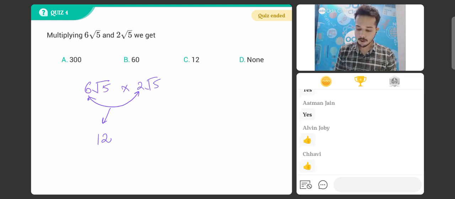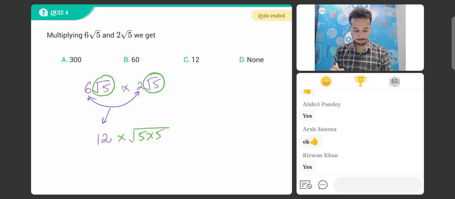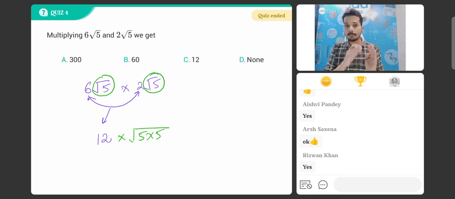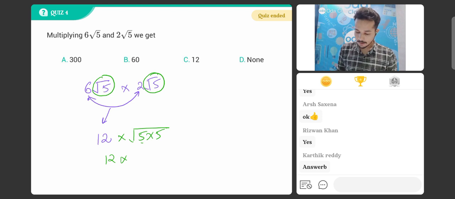Now let's come to the normal square root number. Root 5 into root 5. Can I put the root on the entire thing and multiply the bases? We just learned that we can distribute and we can share the power in the case of multiplication and division. Addition and subtraction we cannot do. So 12, and root 5 into 5, one 5 will come outside the root. So 60 will be my answer.